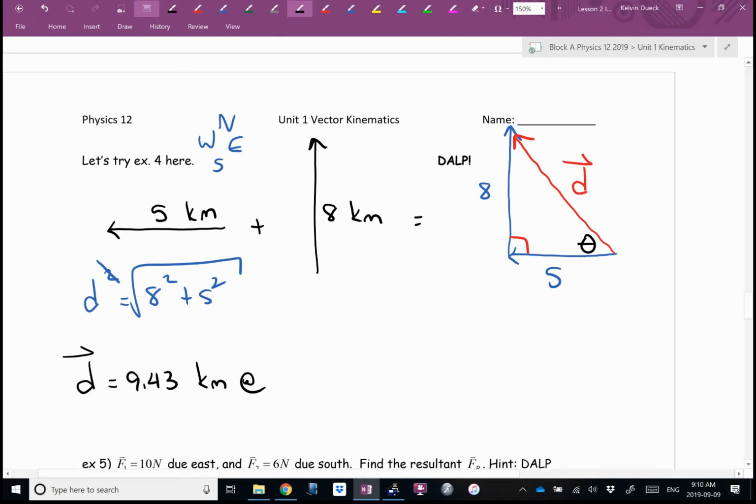How can I find the direction? Well, color. That 8, opposite, adjacent, or hypotenuse. That 5, which trig function? Tan theta equals opposite over adjacent. How do I find an angle? And please use your calculator to do it.